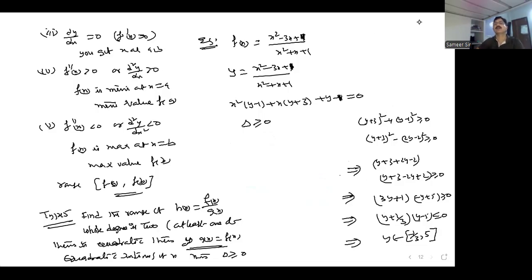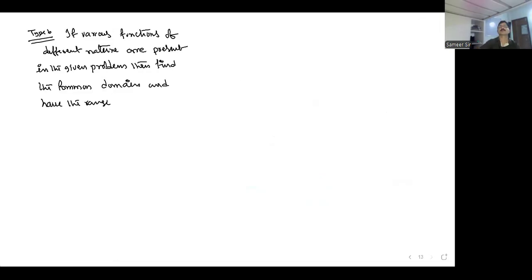All right, 5 different types of range problems I discussed. For example, we have seen different types of functions. Say sine inverse x is there, cos inverse x is there, and also tan inverse x is there. What is said here? The domain of this one is -1 to 1. Domain of this one is -1 to 1. Domain of this one is R. What is a common domain?